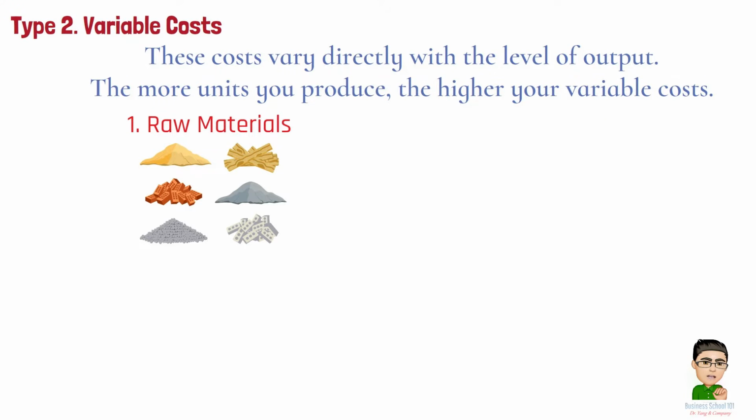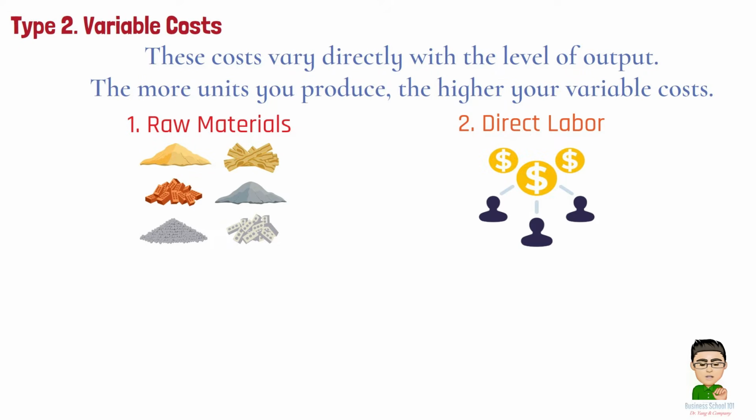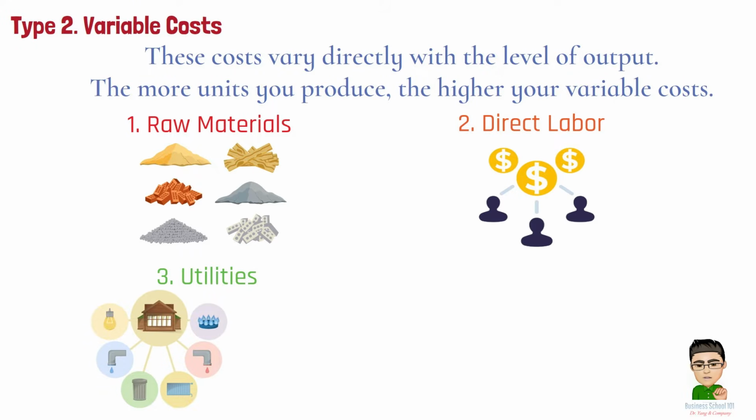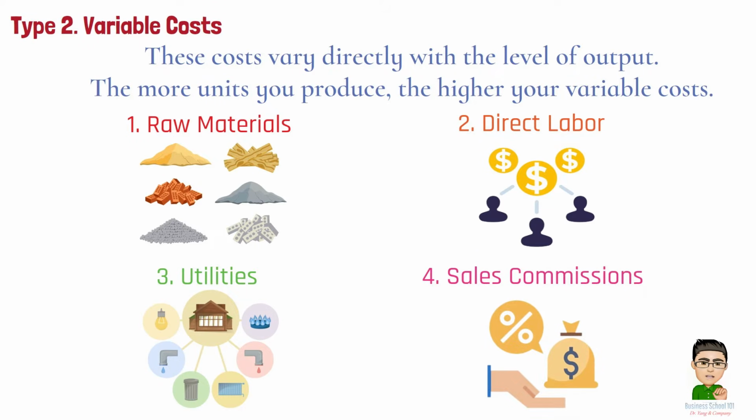Number 2. Direct labor. It refers to payments to workers directly involved in the production process, such as hourly wages for assembly line workers. Number 3. Utilities. It refers to expenses for services like electricity, water, and gas, which may increase with higher production levels. Number 4. Sales commissions. It refers to payments to sales staff based on the volume or value of sales made.